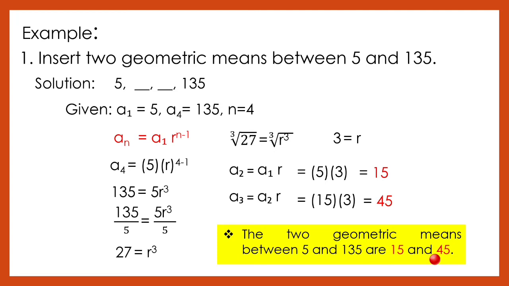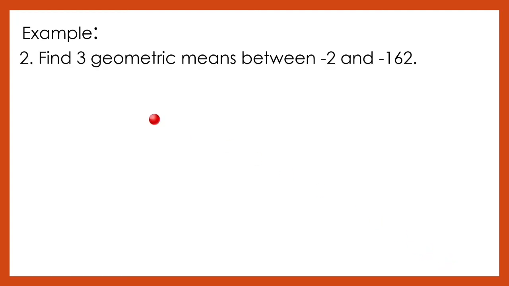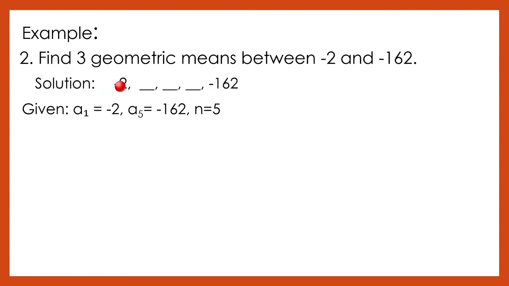Let's have another example. Example 2. Find three geometric means between -2 and -162. For our solution, let's write the given. -2 and then 3 geometric means, kaya meron tayong 3 blanks. And then yung fifth term natin is -162. Our a sub 1 or first term is -2. Yung pang fifth term natin or a sub 5 is -162. Yung number of terms natin is 5 dahil meron tayong 1, 2, 3, 4, 5 na terms.